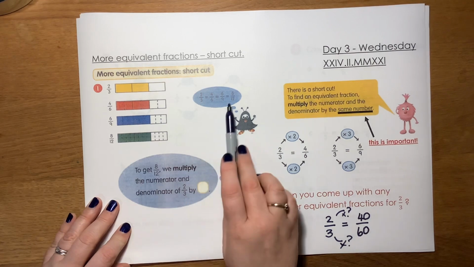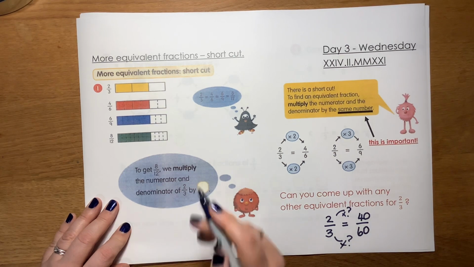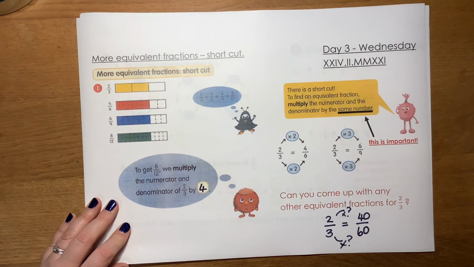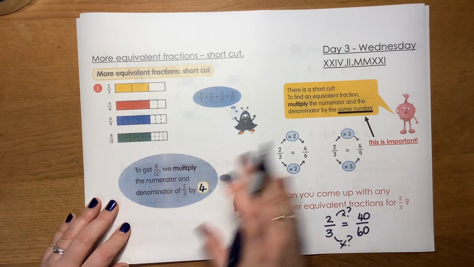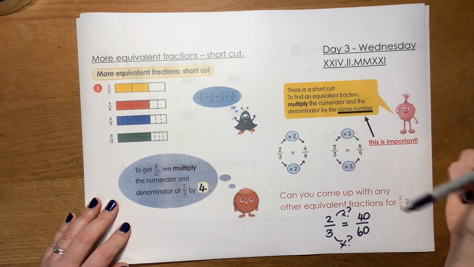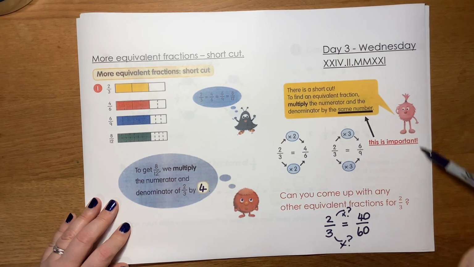So here is another example from this number sentence here. To get 8/12, we multiply the numerator and the denominator of 2/3 by, I know that 2 times 4 is 8, and 3 times 4 is 12. So if you want to pause the video and just have a look through this again, just to get your head around what we need to do, multiplying the numerator and the denominator by the same number. It's always got to be the same number. This is important. That's why I've got a big line under here and I've written it in red. Must remember that it's got to be the same amount.